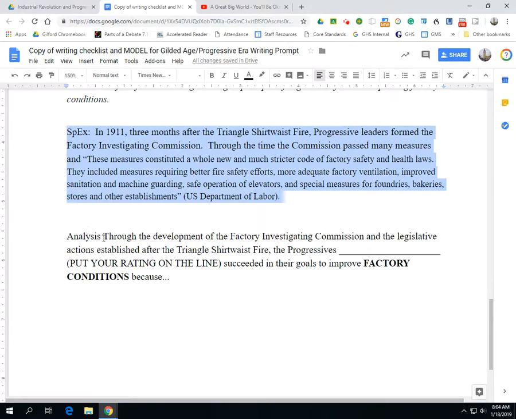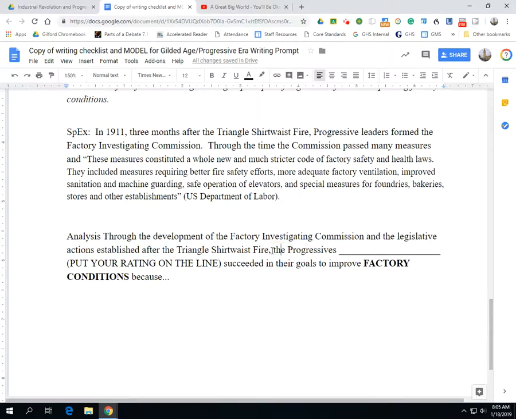So I would say, through the development of the Factory Investigating Commission, which is recognizing the specs, and the legislative actions established after the Triangle Shirtwaist Fire. So this entire section is recognizing the specs. If it was back to my child labor example, it would be through the photographs of Lewis Hine and his work. If it's Jacob Riis and the tenements, you could say through the work of Jacob Riis and his, you want to recognize what it is you just talked about. So please don't forget to do that.